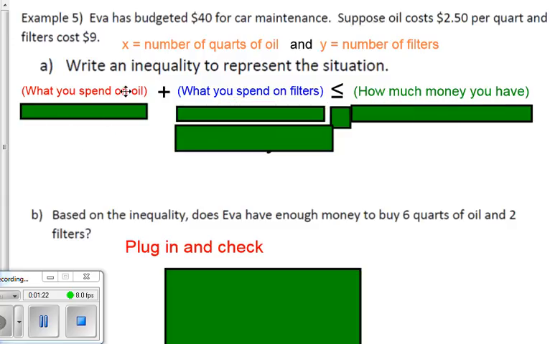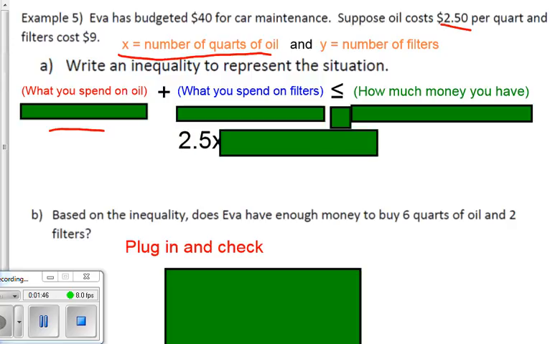So when we just plug things in, how do we find exactly how much she spent on the oil? Well, remember, oil is going to be X quarts of oil times $2.50 per quart. So if she got 3 quarts, it'd be 3 times 2.50. If she got 4 quarts, it'd be 4 times 2.50. So we could simply call that piece 2.5 times X.